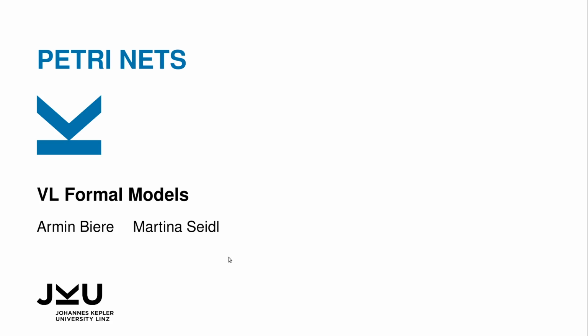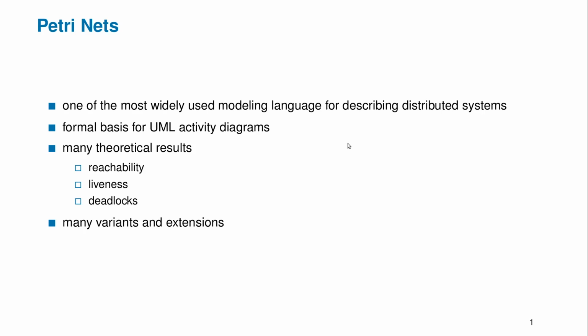But before we formally introduce two variants of Petri nets, I would like to give you a short overview why Petri nets are of interest. So Petri nets are one of the most widely used modeling languages for describing distributed systems. Petri nets are pretty old, so they have been introduced in the 60s. And there is a huge community working on questions related to Petri nets, and therefore they are very well understood, and the theoretical properties are very clear.